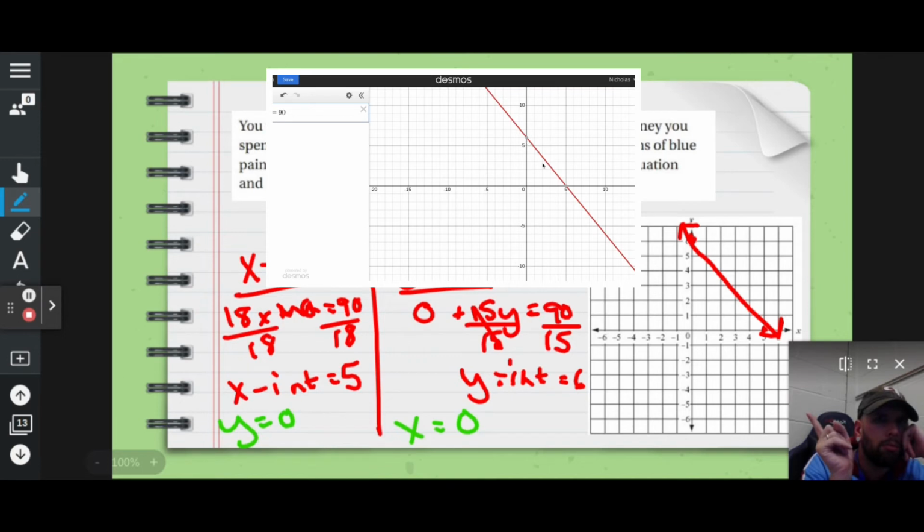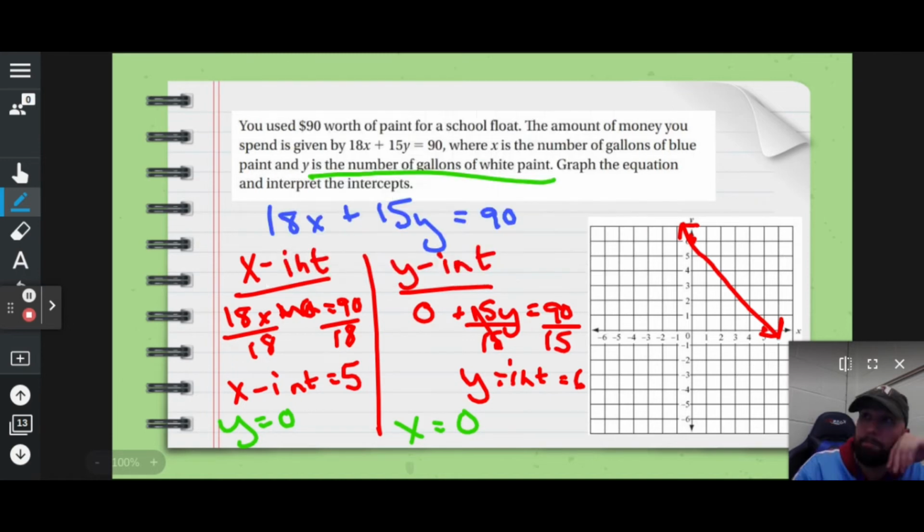It looks like my slope is negative. Down 1, 2, 3, 4, 5, 6 over 1, 2, 3, 4, 5. So the slope is negative 6 over 5. So everything that we need to know about this picture is right here. Fantastic.